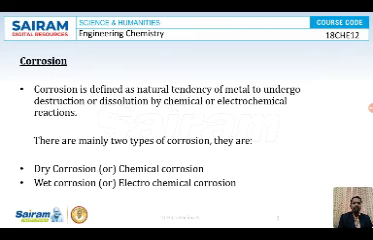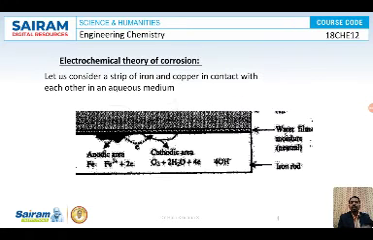There are mainly two types of corrosion. They are dry corrosion or chemical corrosion, and wet corrosion or electrochemical corrosion. So what is dry corrosion? Whenever metals come in contact with corrosive gases such as chlorine, ammonia, oxygen, metals undergo corrosion forming their respective oxides, chlorides, sulfides, etc.